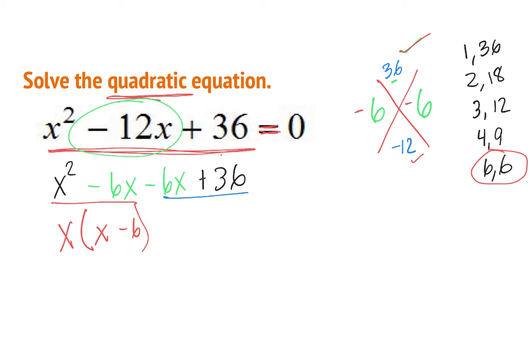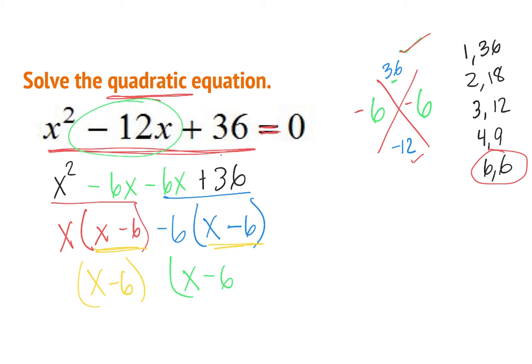Now I'm going to factor out a negative 6. So 36 divided by negative 6 gives me negative 6 is left over. So now I have the common factor of x minus 6. And what do I have left over? Well, I have an x and I have a minus 6. So now that I factored this down, I'm going to bring down the equation part. And I'm going to say equals to 0.